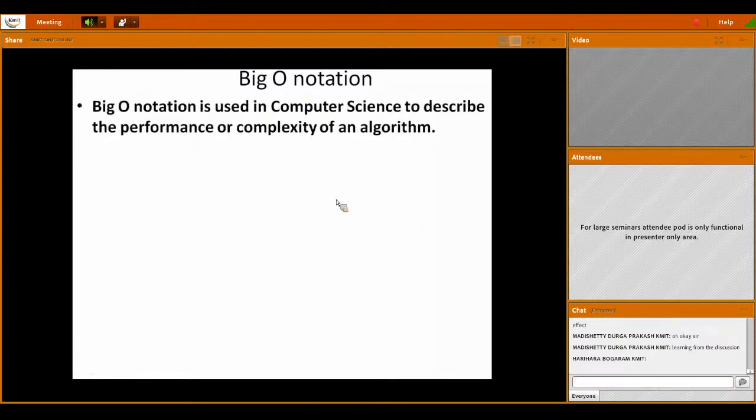Now, big O notation. I suppose students you are understanding what I'm trying to say. Any doubts or clarifications so far? Bugaram, you have not written anything. Is there anything which is troubling you? Something which is not understanding? f(x) depends on the code, sir.